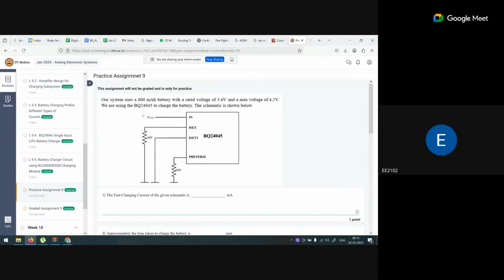Our system uses an 800 milliampere hour battery with the rated voltage of 3.6 and maximum voltage of 4.2. We are using the BQ24040. So he is asking for the fast charging current of the given circuit. How do we calculate the fast charging current?